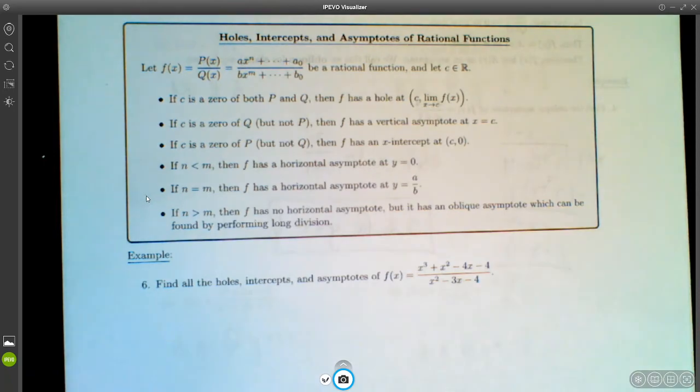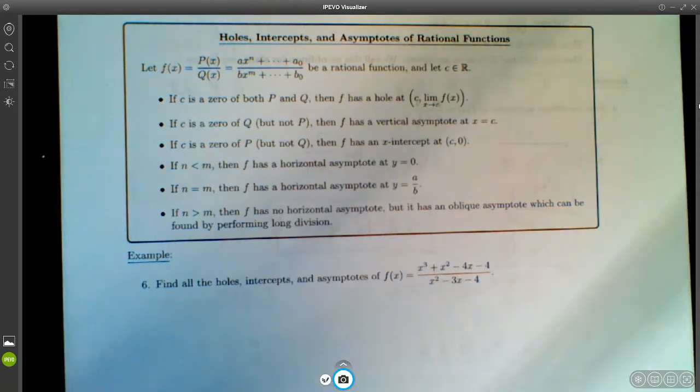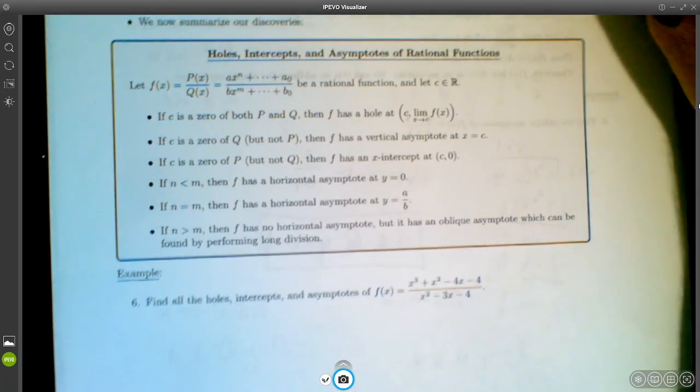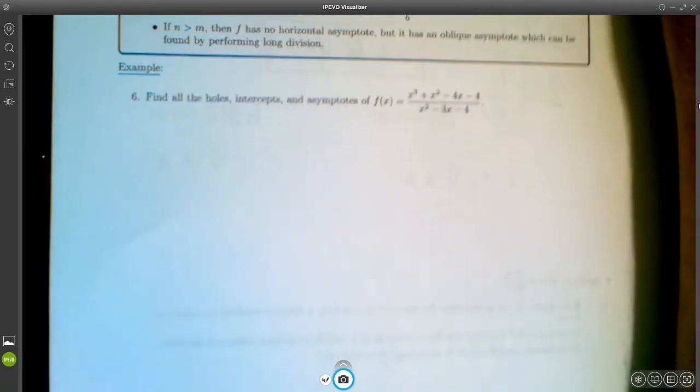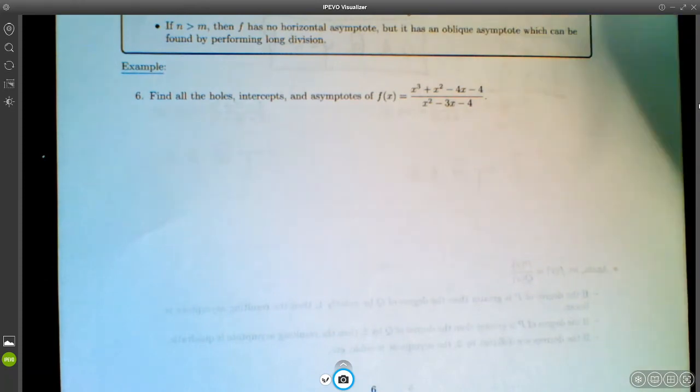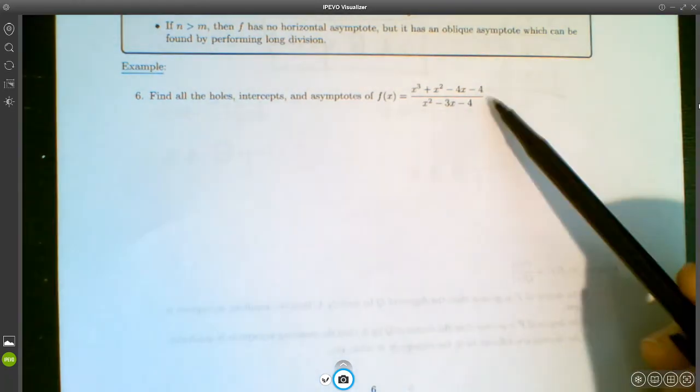Okay? So in the homework in this section, I'm just going to have you identify holes, asymptotes, x-intercepts, all kinds of stuff. Let's practice doing that just on one of these problems. So let's find holes, asymptotes, intercepts of this function right here.